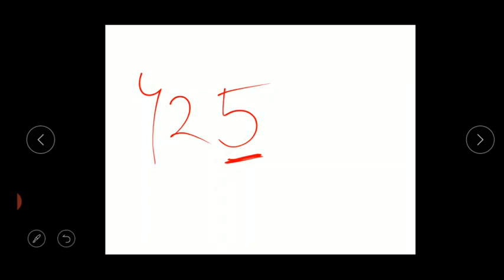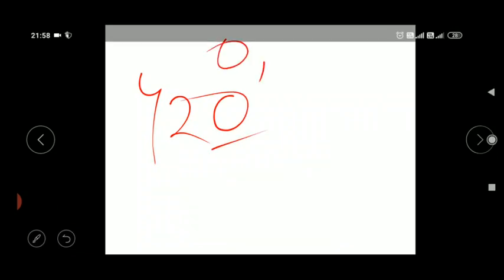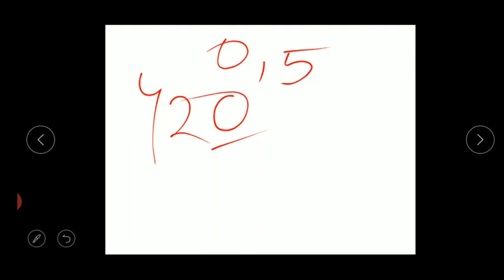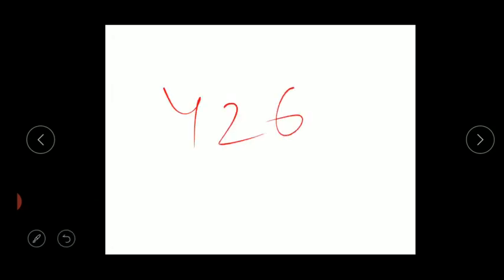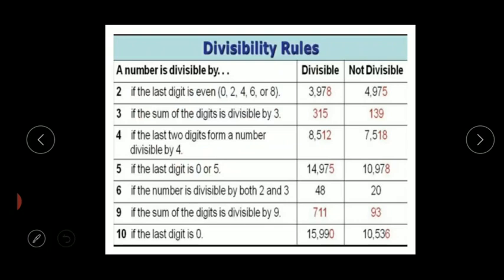If you have, say, 420, then it is also divisible by 5. Why? Because we consider the last unit digit, whether it is 0 or 5. If you have, suppose, 426, it is neither 0 nor 5, right? So this number is not divisible by 5. This is the way to check.